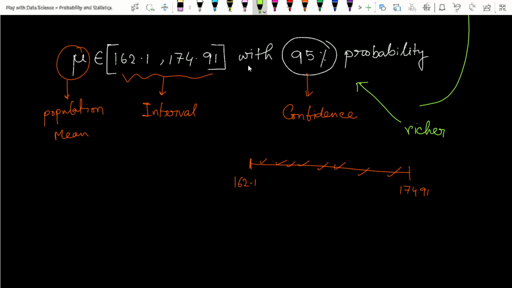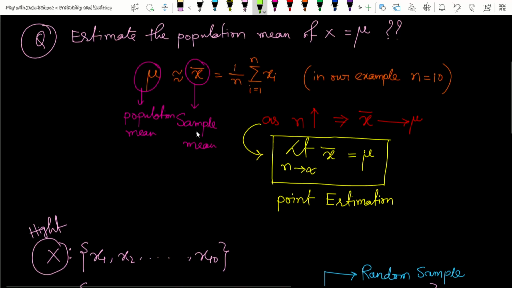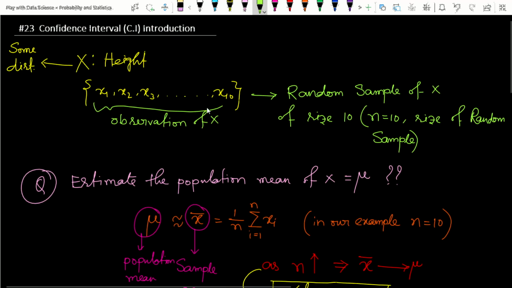decisions in a company. I think you got the idea of how confidence intervals actually work and why they are useful in the real world. Now in the next lecture we will see how to calculate this confidence interval value. We'll see this in the next lecture.